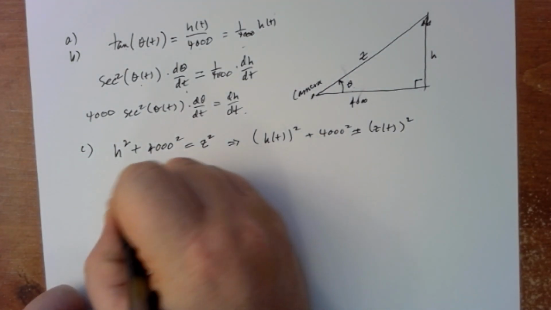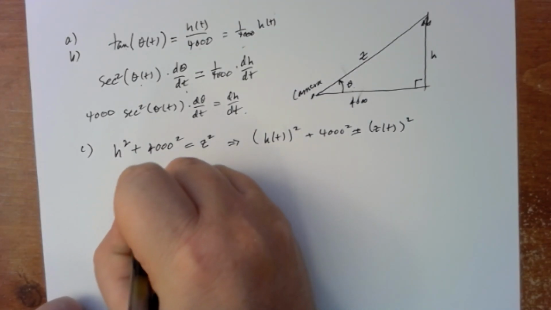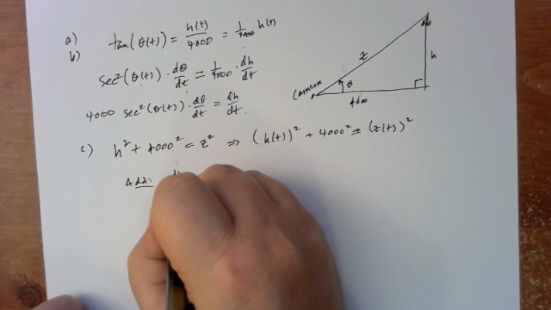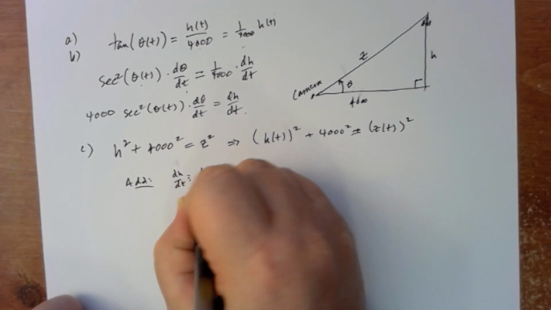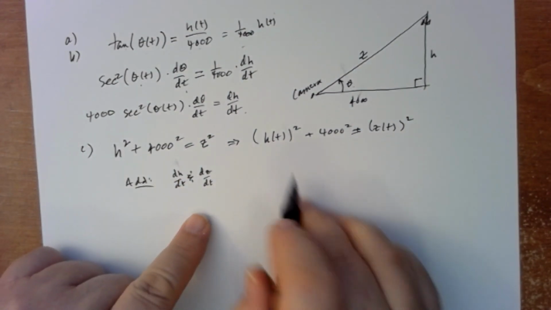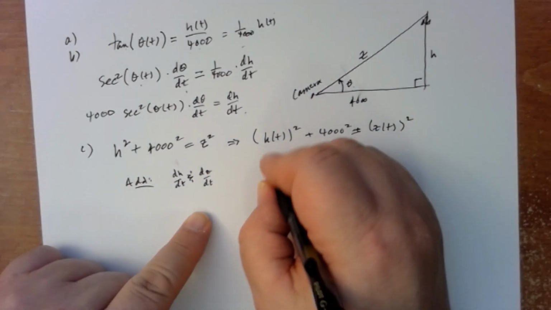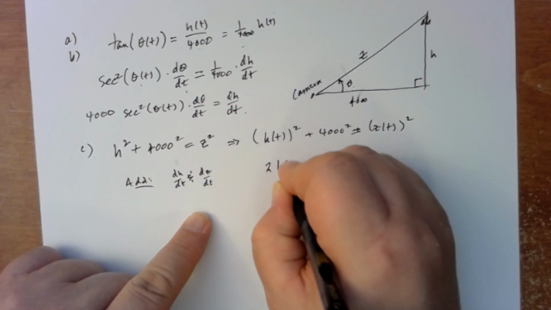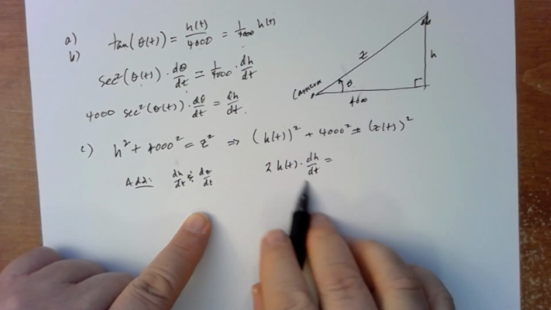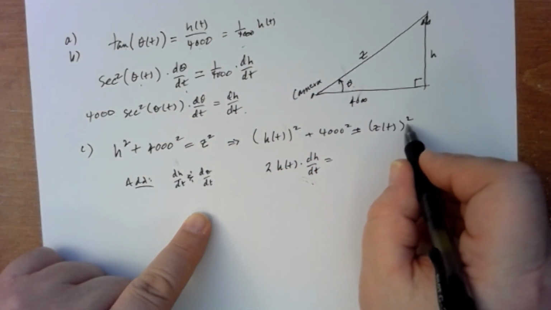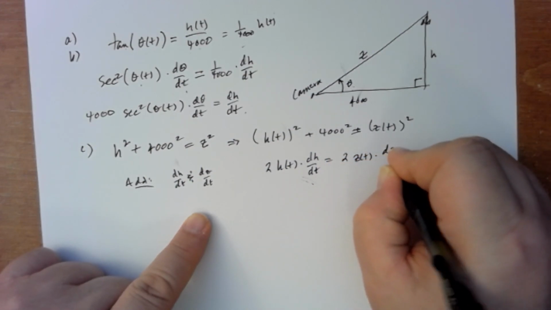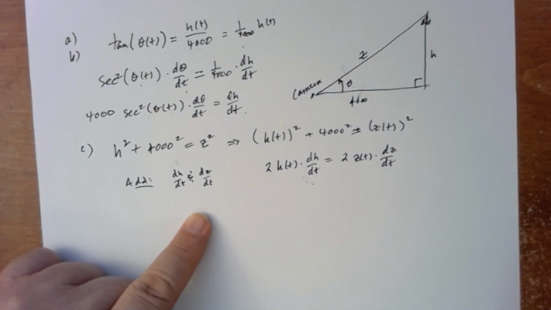So this is kind of an additional part: find the relationship between dh over dt and dz over dt. Is there a relationship between those? Yeah, we can just go ahead and differentiate directly. 2 times h of t times dh over dt. Did you remember to multiply by the derivative of the inside? Is 2 times z of t times dz over dt. Good.